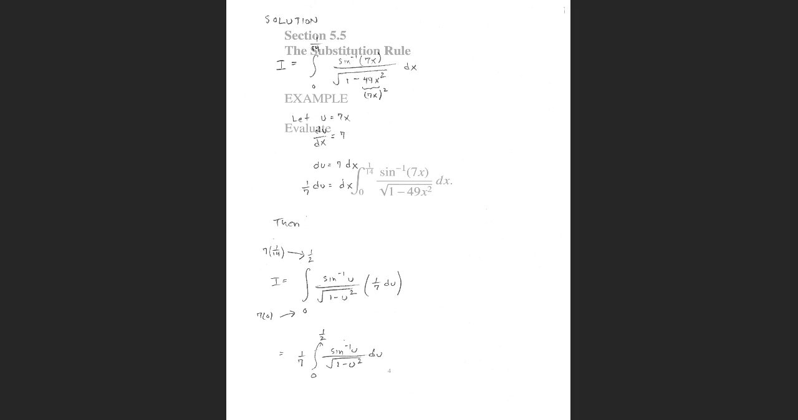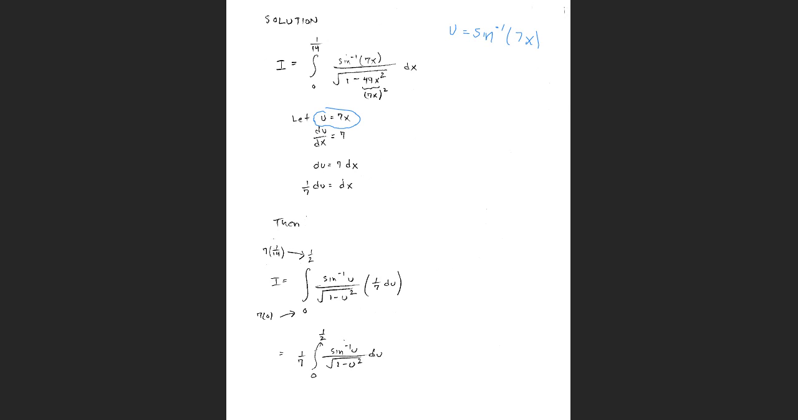Okay, so I'll go to the next page. All right, so u is equal to 7x. Professor, wouldn't it be u would equal inverse sine of 7x? Well, you make a good point. You could let u equal the arc sine of 7x, and that's okay, that would work.